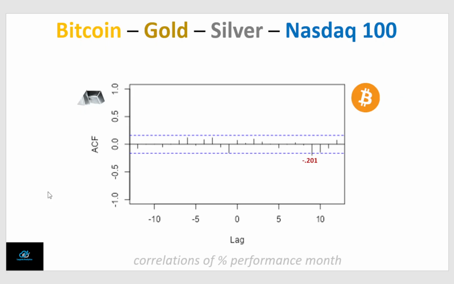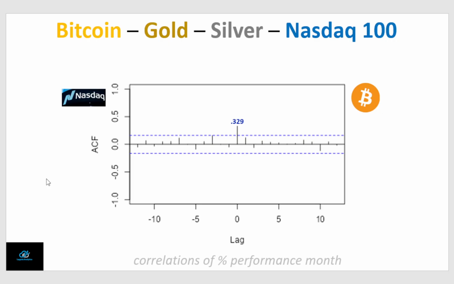Same for Bitcoin and silver, although here we are speaking of lag 9. So here we would say that Bitcoin performance in a given month is to some extent predictive of silver performance 9 months later, to the downside, which means that if Bitcoin in a given month outperforms, then silver is more likely to underperform 9 months later than outperform, and the other way around. If Bitcoin now underperforms, then silver is more likely to outperform 9 months later. But again, a relatively weak correlation, no strong correlations here.